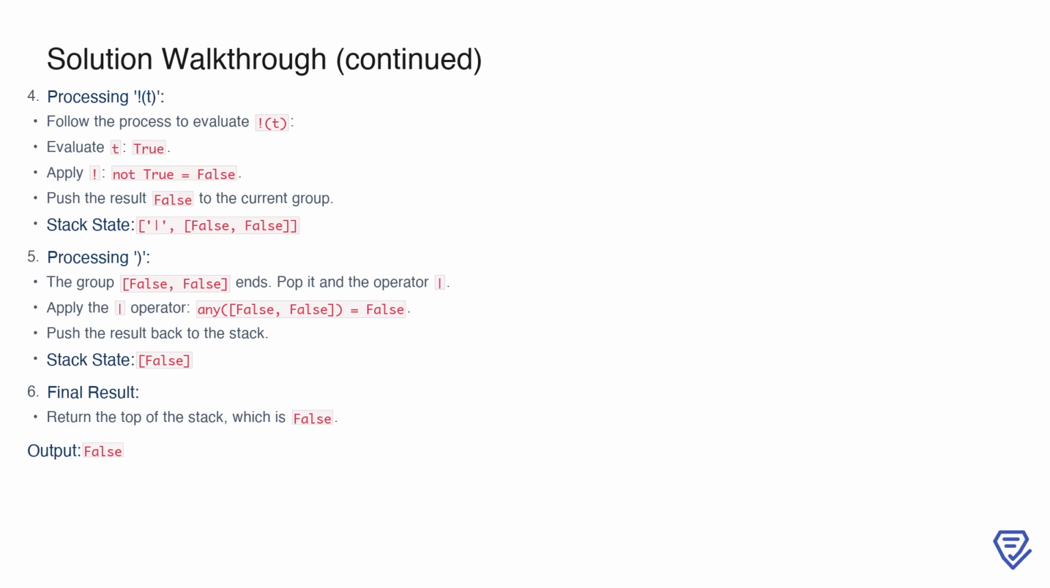The operator is applied to the group, evaluating any(false, false), which results in false. This result is then pushed back onto the stack. At the end of the evaluation, the stack contains a single value, false. We return this value as the result of the expression, which is false.